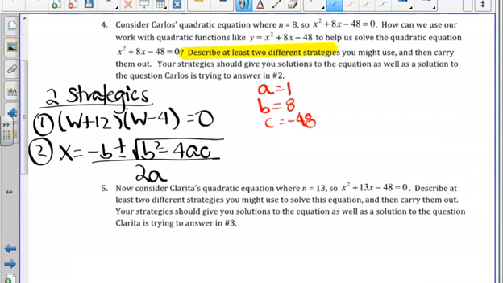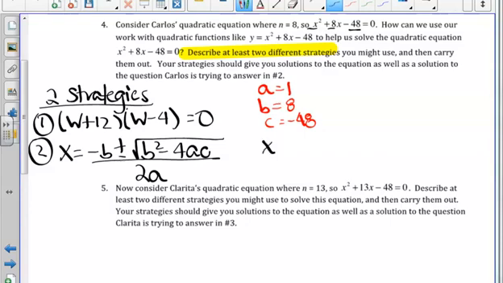In number 4, we are asked what two different strategies would be used for us to solve the equation from number 3. Well, we have already solved it by factoring, but another possible strategy that we used in our previous lesson was the quadratic formula. If we solve using the quadratic formula, we know we need our a, b, and c values. Our a value is 1, our b value is 8, and our c value is -48.